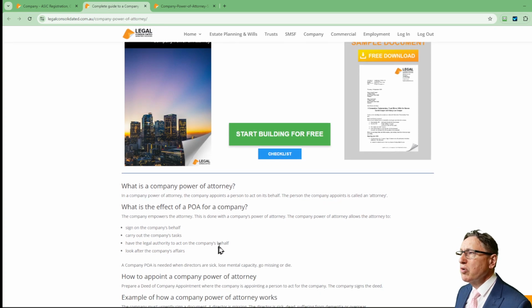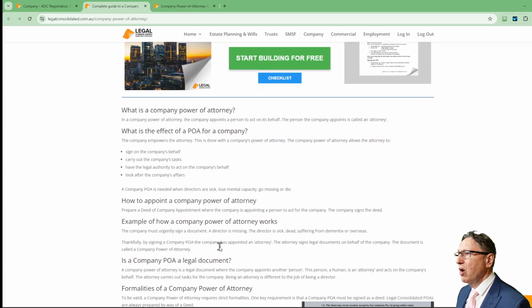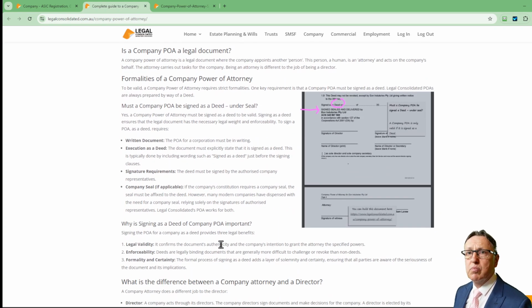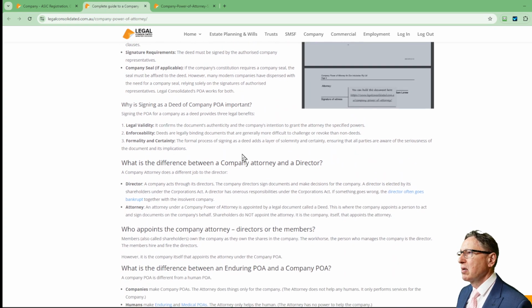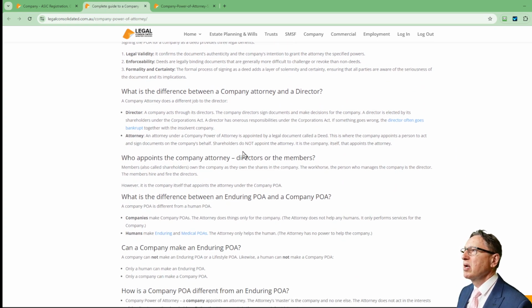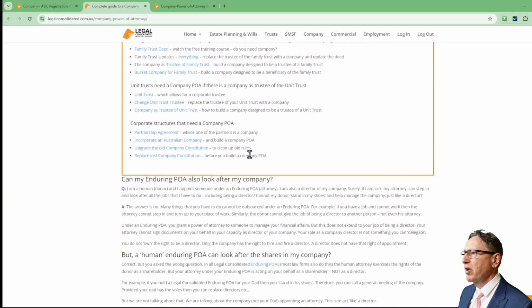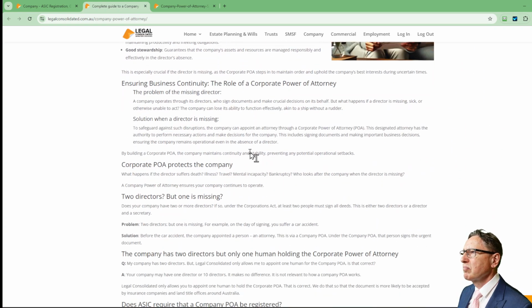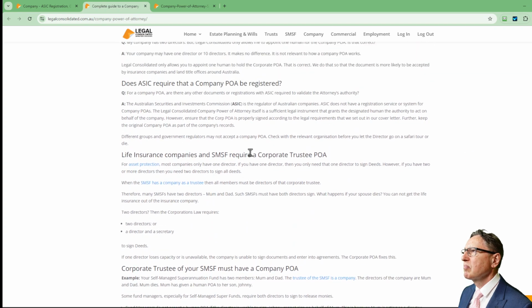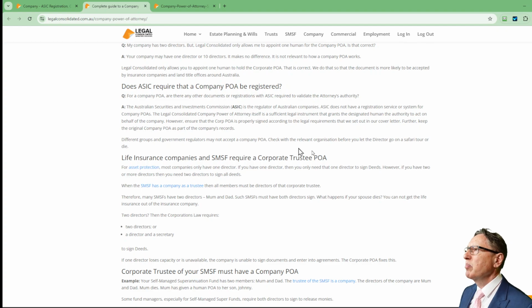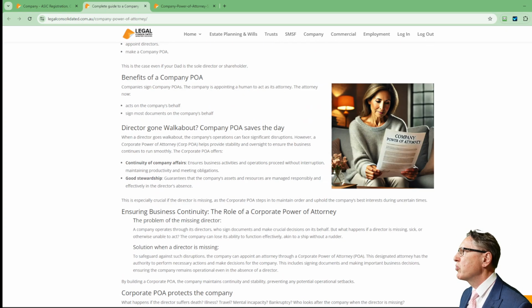You can also read, before you start building for free, all the information about what is required for a company power of attorney. For example, it must be done by way of deed. There's a difference between a company, a director, and a person holding a power of attorney, and these things will come up as we start building the document for free. Does ASIC require that the company be registered? There are lots of different issues and we address all of them.